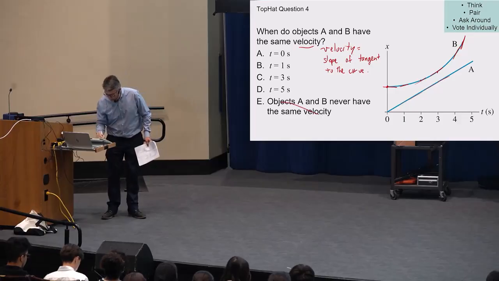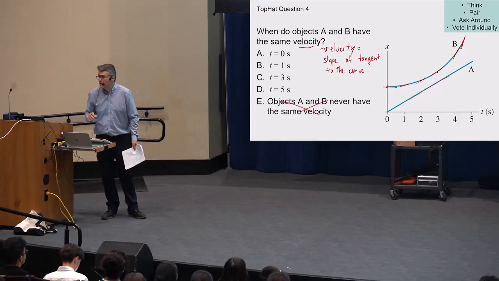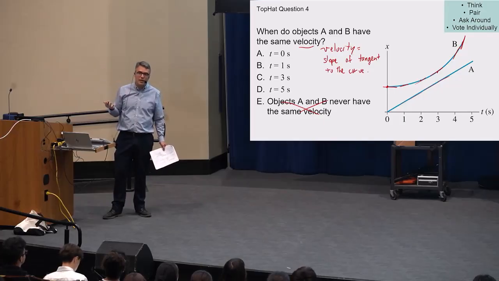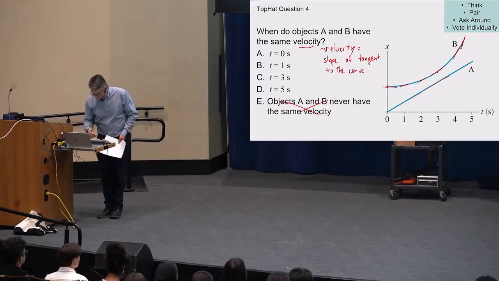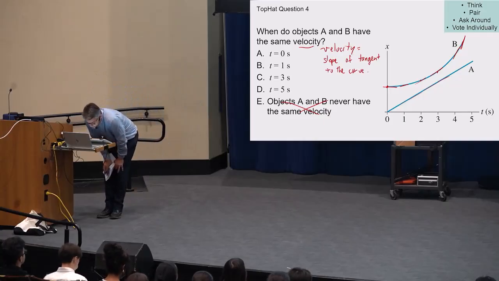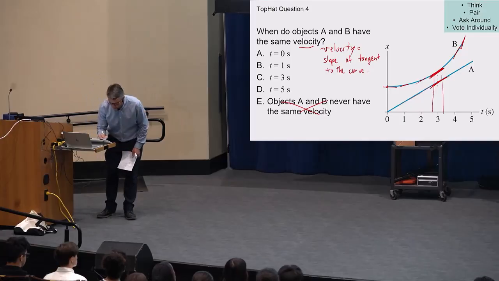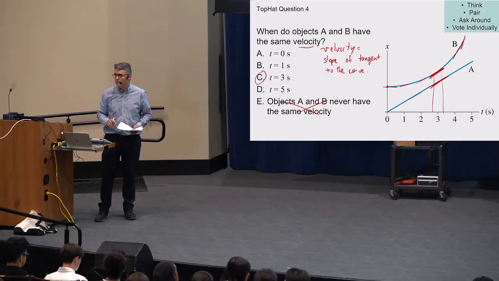So I don't think it's possible that they never have the same velocity, since if you start slower and end up faster, you must have passed through the same velocity. So somewhere between 0 and 5, they pass through the same velocity, and that's where you have to kind of estimate. To me, it looks like this slope is around the same around here. I don't know if it was exactly 3, but 3 is certainly the closest answer on this list.